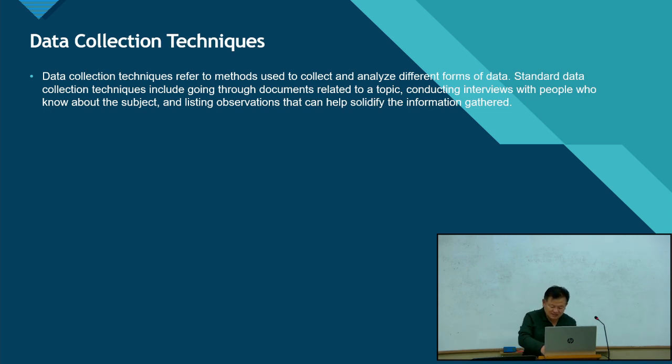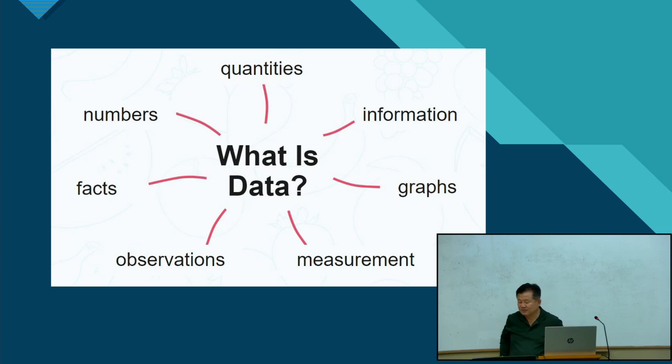First, I want to review the data. What is data? Data shows pictures, quantities, information, graphs, measurements, observations, facts, numbers, and so on. These things are data. In common use, data is a collection of discrete or continuous values. Last time I talked to you about values.